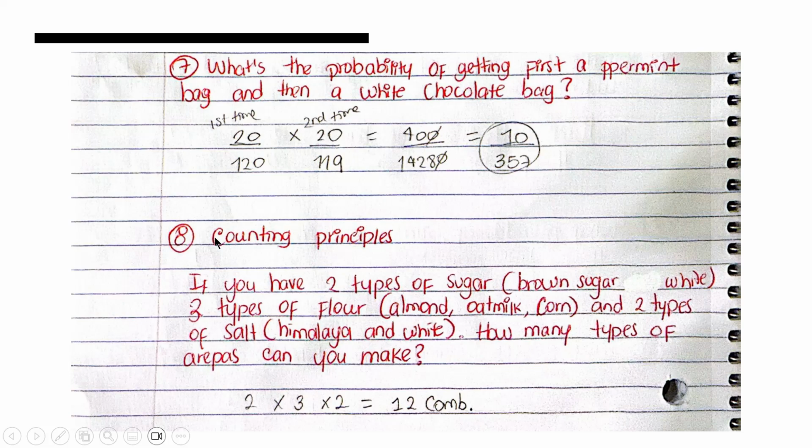Number 8, now I continue with the counting principles. My problem is the following. If you have two types of sugar, let's assume brown sugar and white sugar, three types of flour, almond, oatmeal, and corn, and two types of salt, the Himalayan and the white. How many types of arepas can you make? As we have two types of sugar, three types of flour, and two types of salt, we multiply this and we get 12 combinations of arepa.